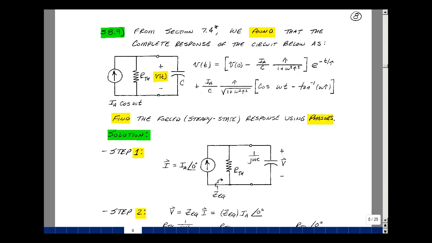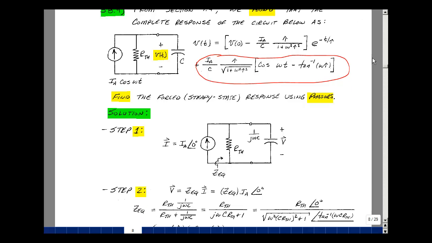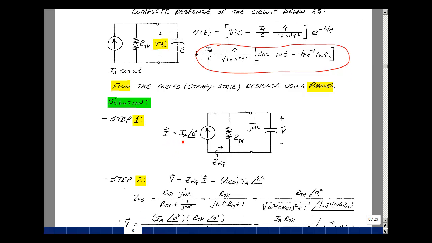What we'll do in this problem is try to find the steady state response, which is this term right here, using phasors. Let's use our three-step algorithm. So step one is to transform from the time domain to the frequency domain. Our phasor then is a magnitude of I sub A at angle 0. Resistor is still a resistor, and now the capacitor is 1 over j omega c. And the voltage v of t now becomes the phasor voltage V.